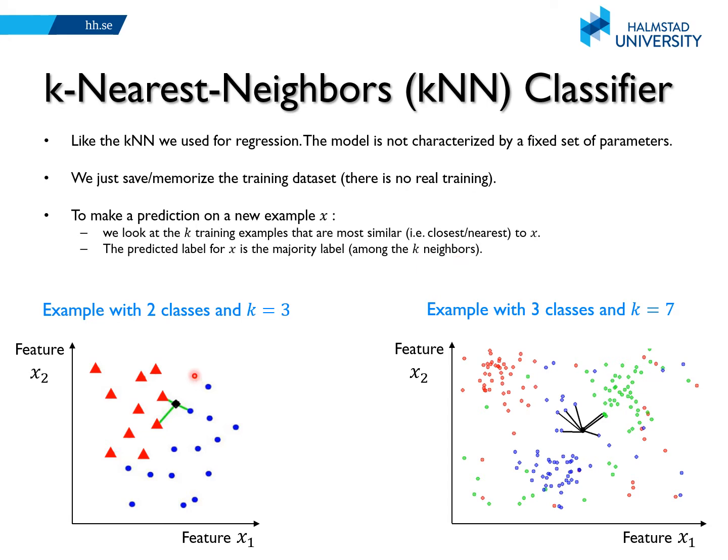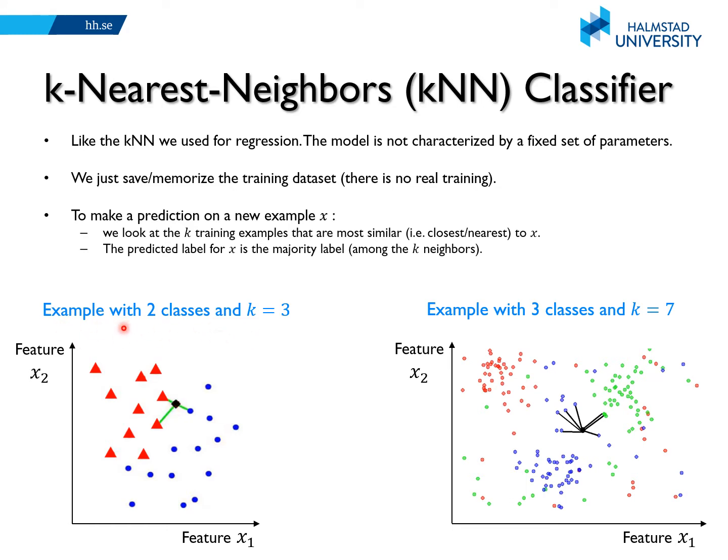So for example, here we have a training dataset with two classes, the red class and the blue class. And let's say that we use the three nearest neighbors, so k is equal to 3. Now, given a new data point x, for example, this one, these are the three nearest neighbors, right? These are the data points in the training dataset which are the closest to x. And the majority label among those is red. So the predicted class for x is the red class.